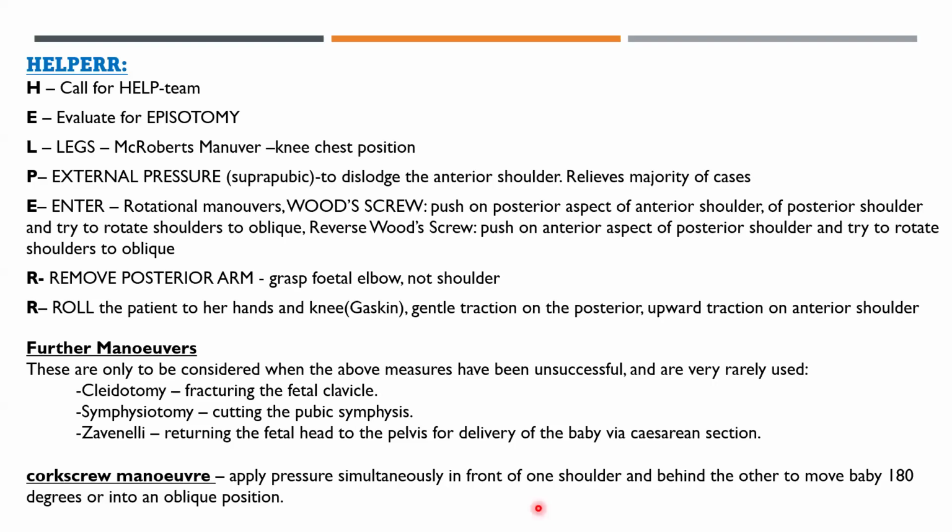Next is the corkscrew maneuver, the one that we were talking about. So basically, you apply pressure simultaneously in front of one shoulder and behind the other shoulder blade to move the baby 180 degrees into an oblique position to sort of remove it out.